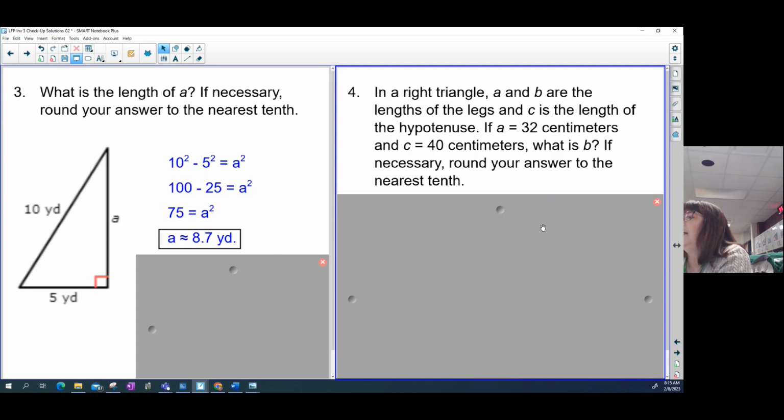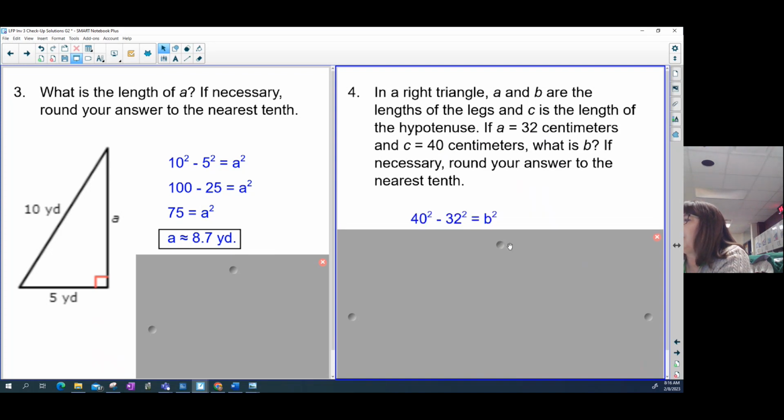Number 4, in a right triangle, A and B are the lengths of the legs, and C is the length of the hypotenuse. If A is 32 centimeters and C is 40 centimeters, what is B? If necessary, round your answer to the nearest tenth. Also, if you need to draw a picture, but I can see C here is my hypotenuse. A is one of my legs, so I know that that's going to be a subtraction problem. So the hypotenuse squared, which is 40, minus the leg squared, is going to equal the other leg squared.